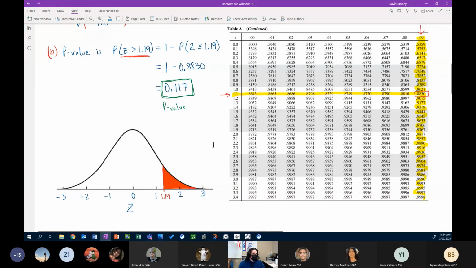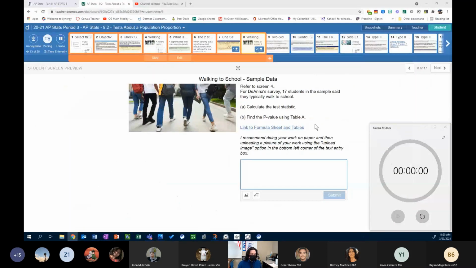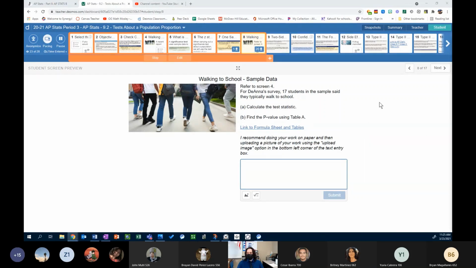All right. So as far as this problem is concerned, we're done. We were not asked to make a conclusion about anything. We were just simply asked to calculate the test statistic and find the p-value. So there's nothing more for us to do with this problem. All right, so moving on.